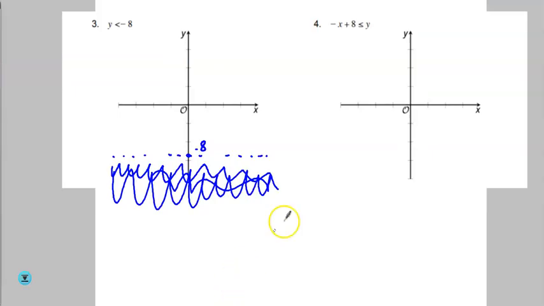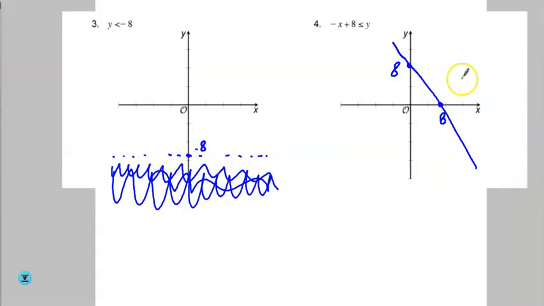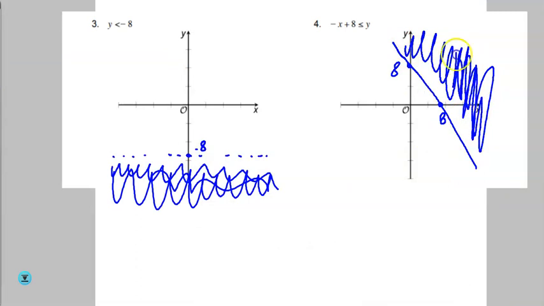So if we're going to graph, it's like this, right? This is 8. That's 8. And our shading was above the line. So our shading is up here. So every point up there and on the line would make that a true statement.